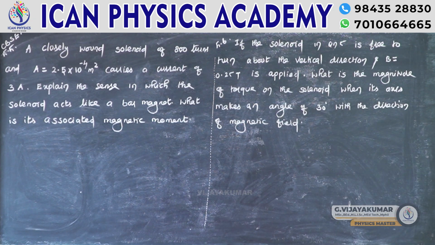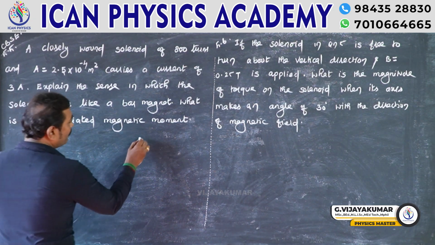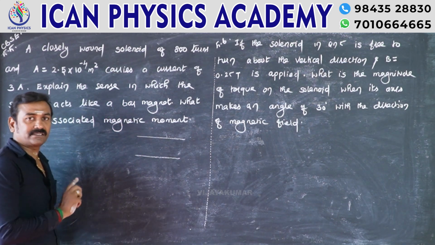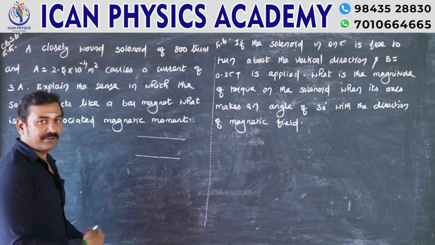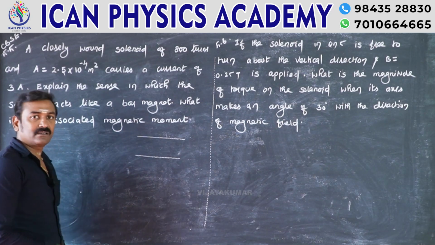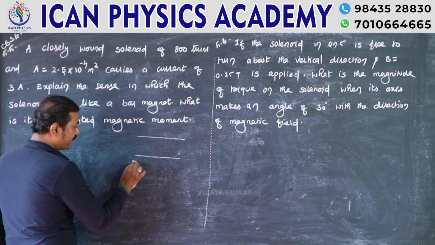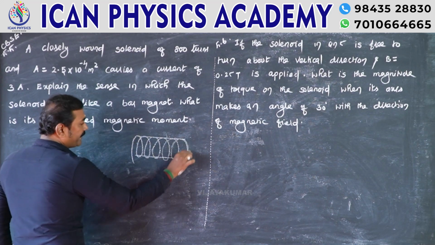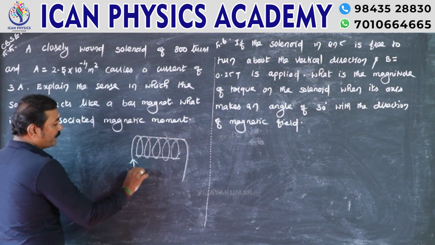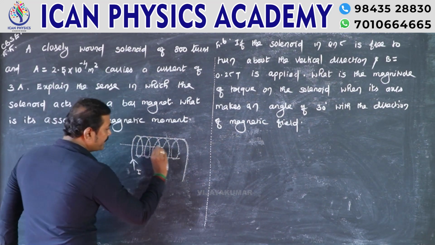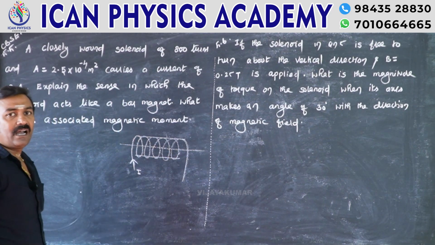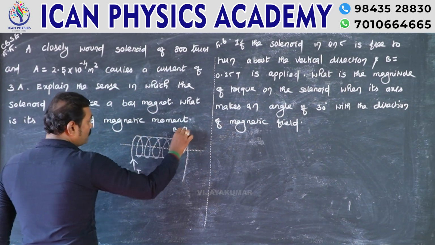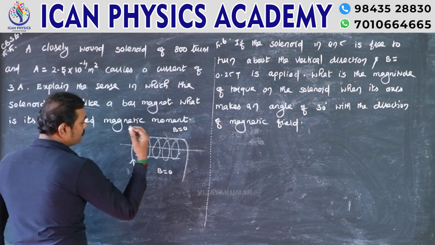The fifth one, a closely bound solenoid. Already we put one theory question in state board physics. If you have any doubt, you can refer to the question in state board. So, let us consider a solenoid. The current is flowing through it, so it produces a magnetic field along the axis. Next, the magnetic field outside the solenoid is 0.